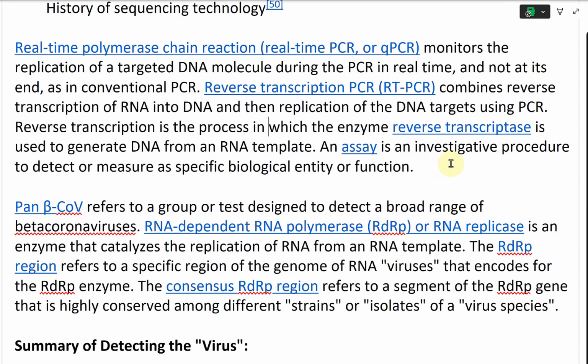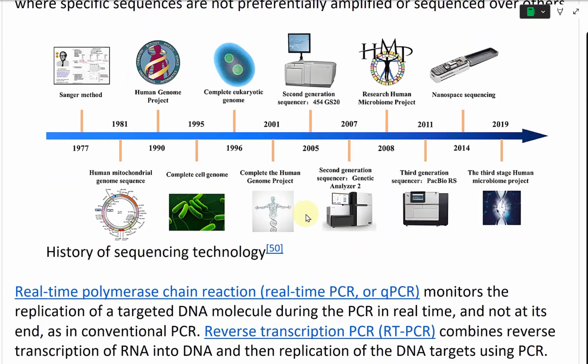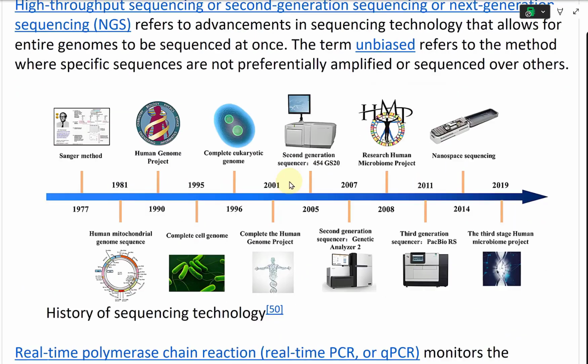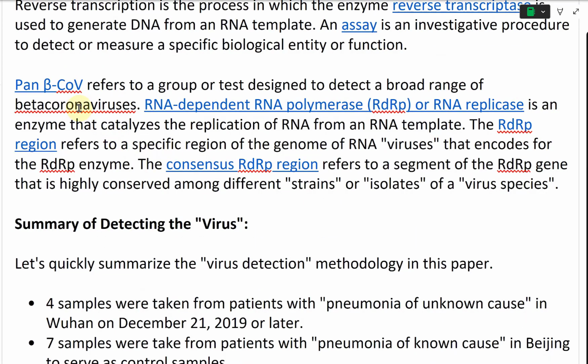An assay is an investigative procedure to detect or measure a specific biological entity or function. Basically, just a procedure list. And then the last one right here, so they use this RT-PCR to detect viral RNA by targeting a consensus RdRp region of this pan-beta-CoV. Let's see what those all mean.